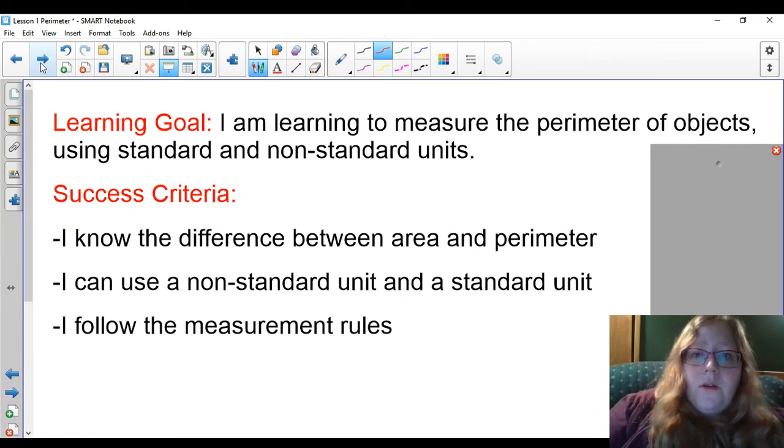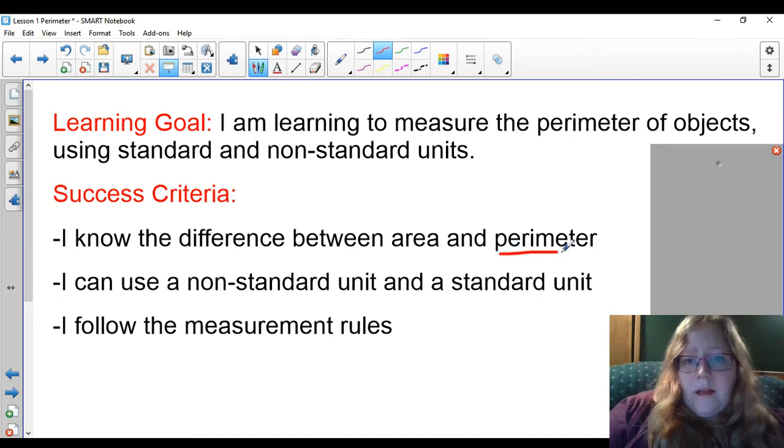So you're going to measure the perimeter of objects using standard and non-standard units. We'll talk about that in a second. So your success criteria: I know the difference between area and perimeter. Again, perimeter is the outside, around the edges of an object. And we're going to use non-standard units and standard units.